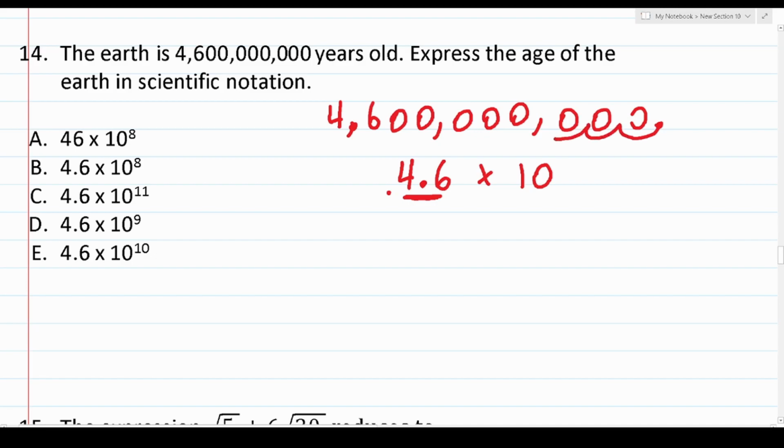1, 2, 3, 4, 5, 6, 7, 8, 9. So 4,600,000,000 expressed in scientific notation is the same as 4.6 times 10 to the 9th, which is D. Okay, so that's that one. Again, I do have videos on scientific notation if you need a better explanation as to how to do that.